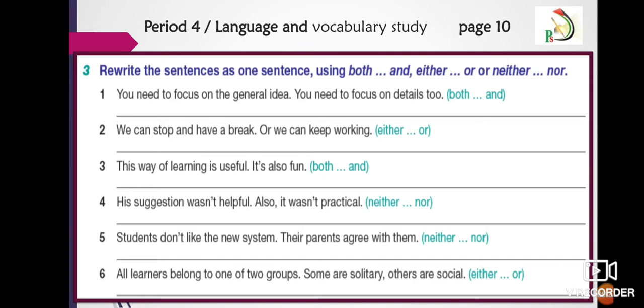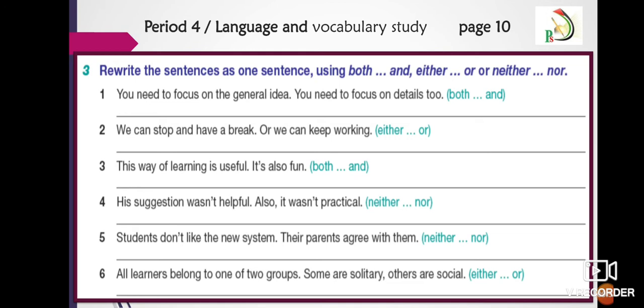Question number 3. Rewrite the sentences as one sentence using both and, either or, neither nor. They are on page number 10. You need to focus on the general idea. You need to focus on details too. See, two identical sentences. We have to join them using both and. We can stop and have a break, or we can keep working, either or.